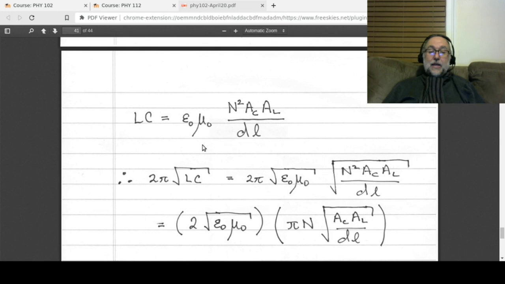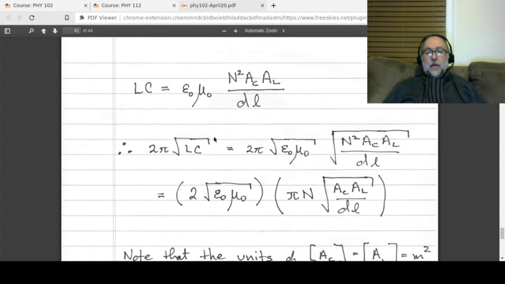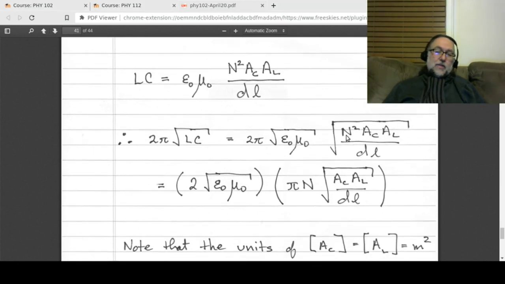Now, if you take a look at the formula, F is equal to 1 over 2 pi square root of LC. To keep life easy, I just said, let's multiply by 2 pi times the square root of LC. So take all of this and put that in there. Then we have the 2 pi, and I'm going to factor out the epsilon naught mu naught, but it's under the square root because everything's under the square root. And then we get this term here. What is this term? Well, it's n squared AC AL over D times L.